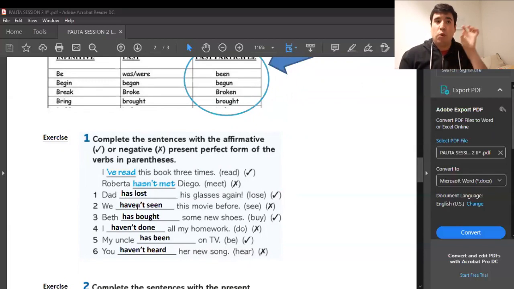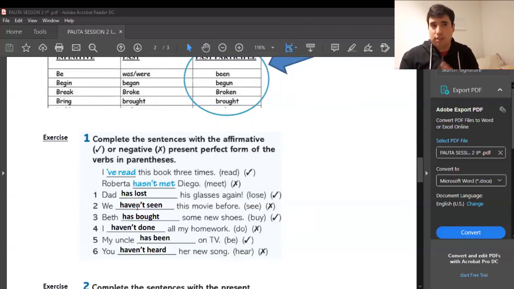So again, we have we. What auxiliary verb do we use with we? We use have. In this case, we need a negative sentence, so we use haven't. And the past participle form of see is seen. Number 3, Beth has bought some new shoes. Again, Beth can be replaced by the third person pronoun she, and the past participle form of buy is bought.